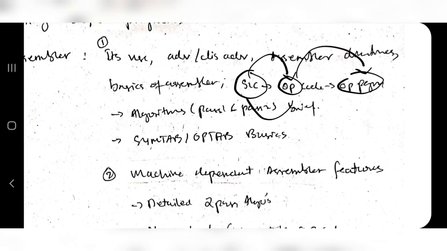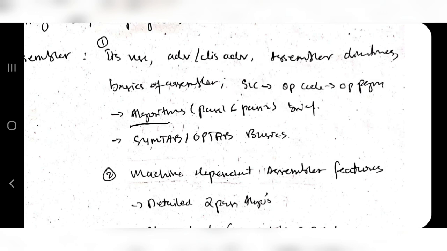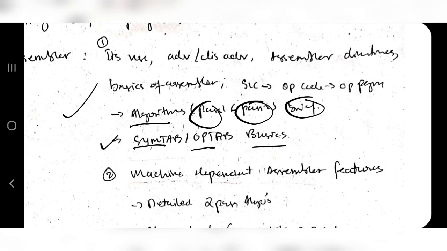Okay, this is the flow which you need to know, because they will give you this thing and they'll ask you to write this thing. For that you need to know. And algorithms are there, two algorithms which you need to know. It's discussed in brief in the first part. And SYMTAB, OPTAB and basics, those things, what are the tables used.